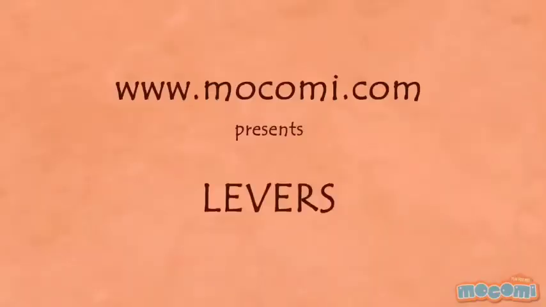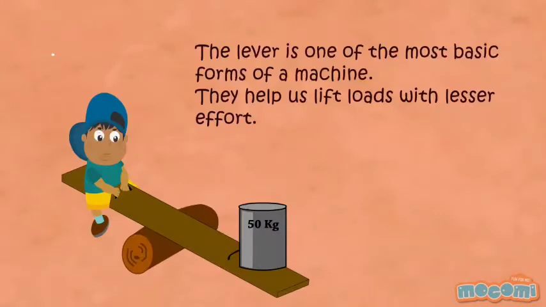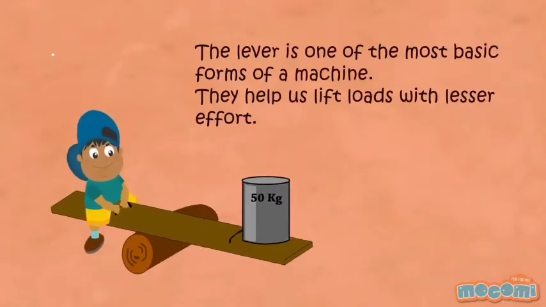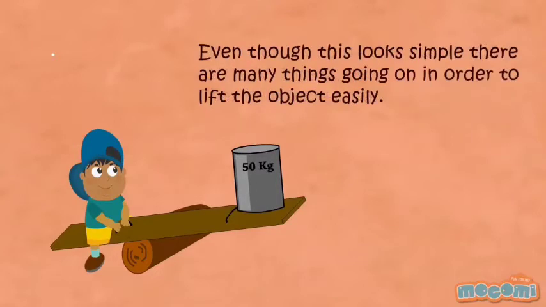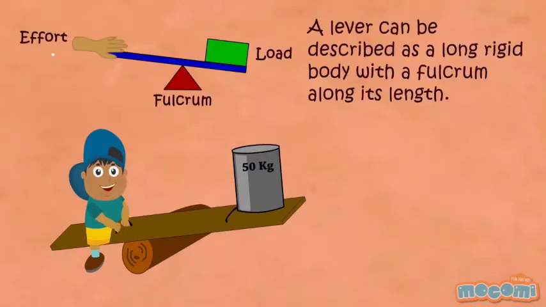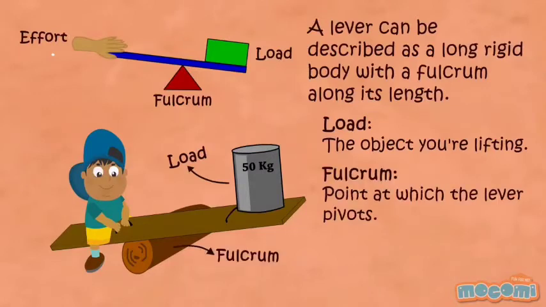What is a lever? The lever is one of the most basic forms of a machine. They help us lift loads with lesser effort. Even though this looks simple, there are so many things going on in order to lift the object easily. A lever can be described as a long rigid body with a fulcrum along its length.